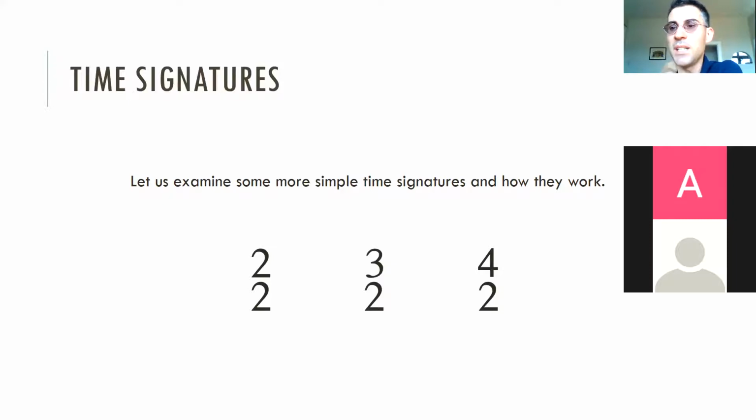Okay, so when we're looking at these ones, 2/2, 3/2, 4/2, we're dealing with numbers of minims. So 2/2 means that there are 2 minims in a bar. 3/2 means that there are 3 minims in the bar. And 4/2 means that there are 4 minims in the bar.